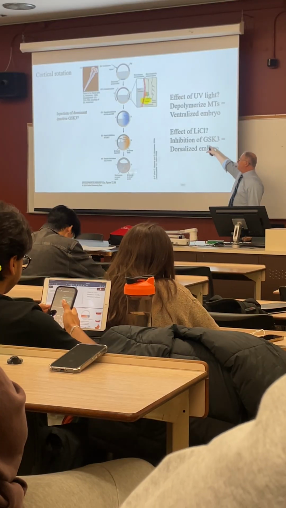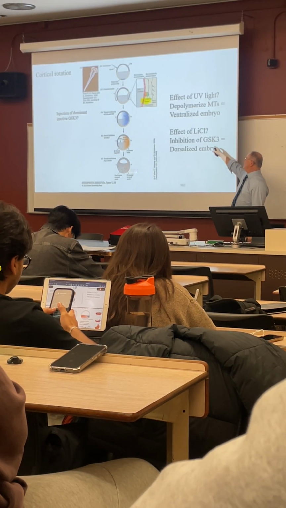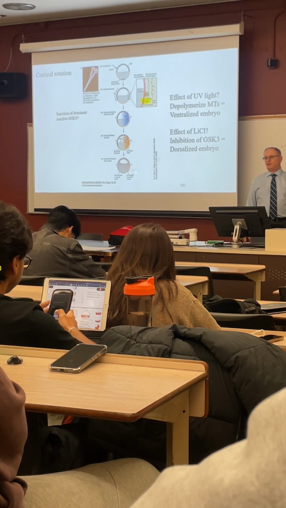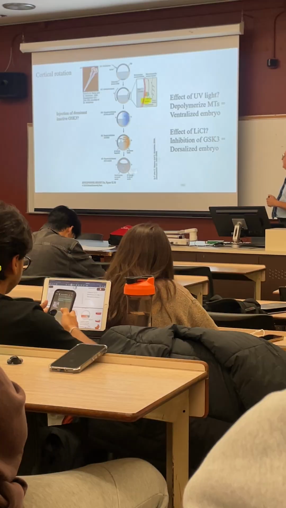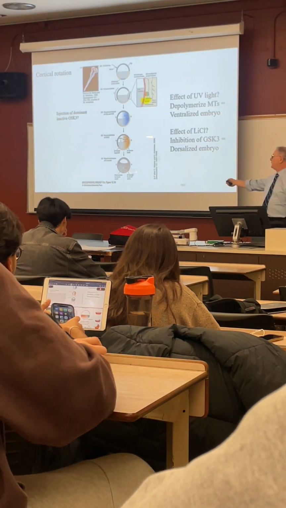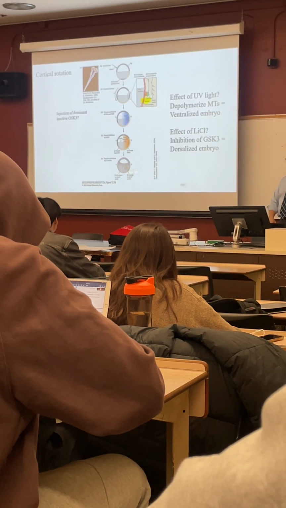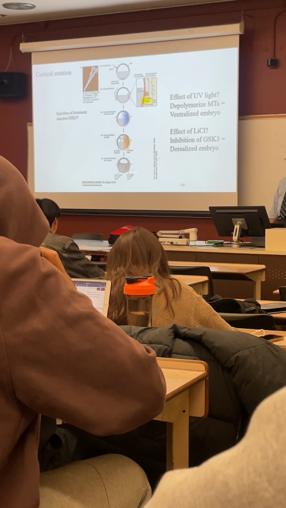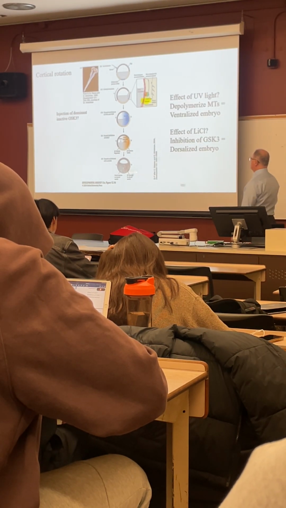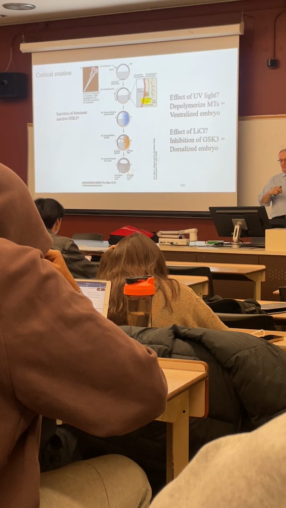The other treatment that's opposite is treating with lithium chloride. Lithium chloride inhibits GSK3. So if you treat an embryo that's just been fertilized with lithium chloride, no GSK3 will be active. So there will be no active GSK3 anywhere. That means beta-catenin will be everywhere. That means beta-catenin will try to make everything dorsal, and that's called a dorsalized embryo. Right? It's going to try to make everything a notochord.